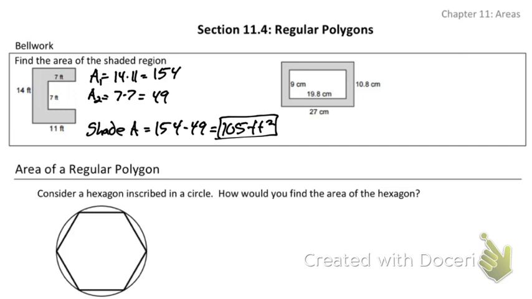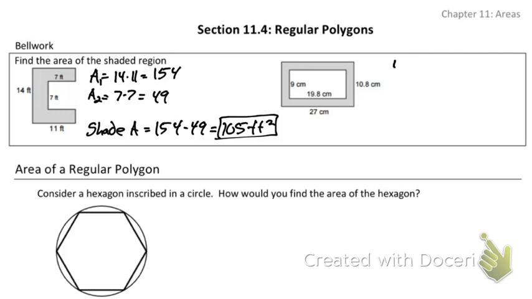Our next one is similar to that walkway problem, where you have a walkway around a garden, or a walkway around a pool. This is important in math. It shows up a lot. So the first thing I would do is calculate our total area.